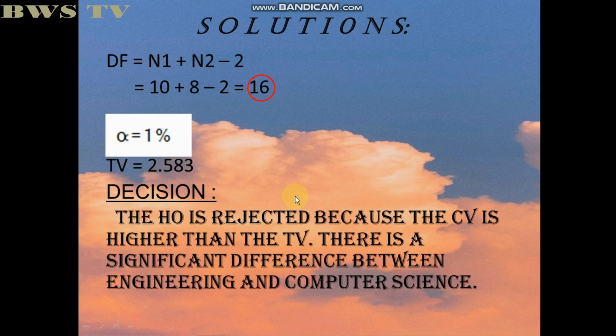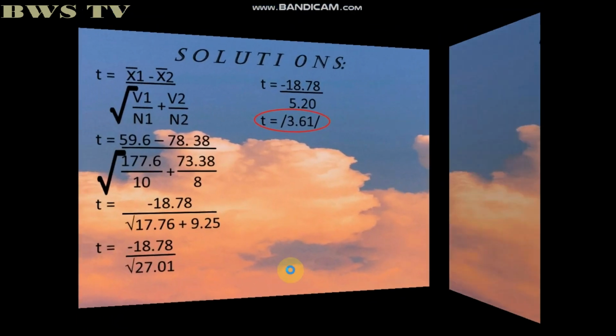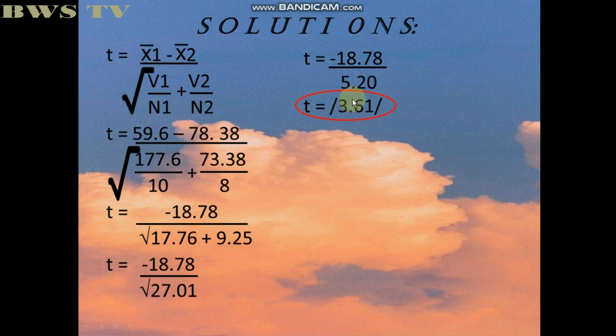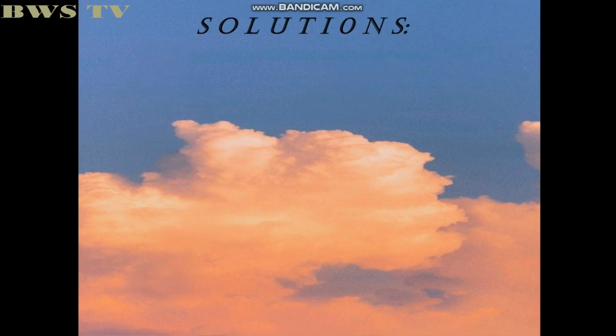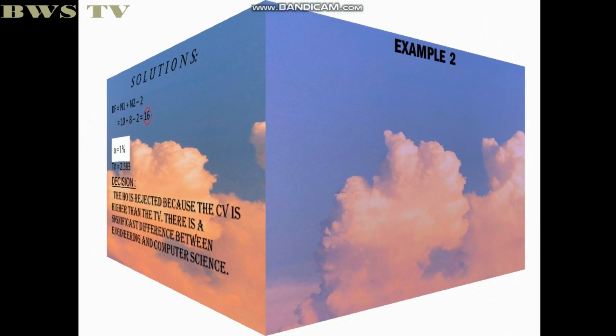So this is our decision. The H0 is rejected because the computed value is higher than the tabular value. There's a significant difference between engineering and computer science. If you see, our tabular value is 2.583, and our t is 3.61. So there's a significant difference. Okay, all right. Now is our example 2.